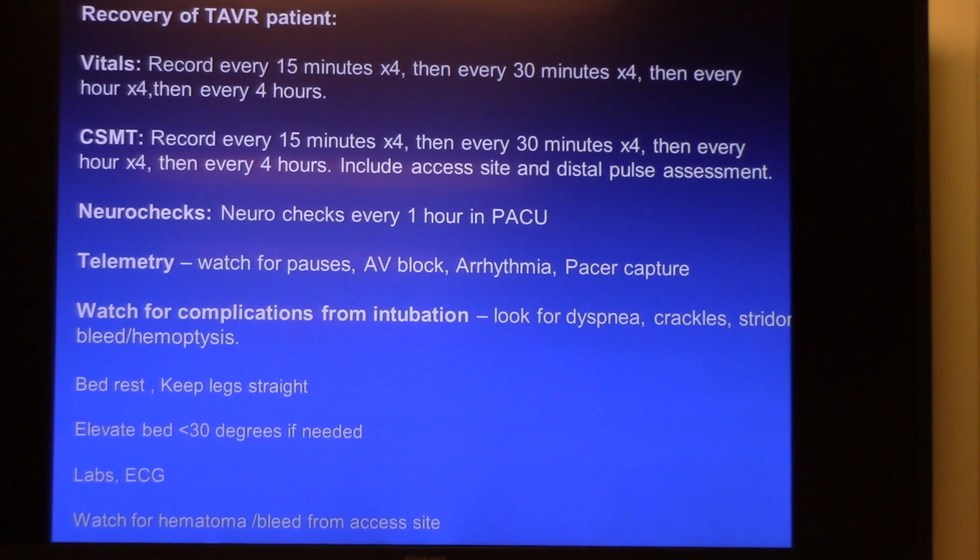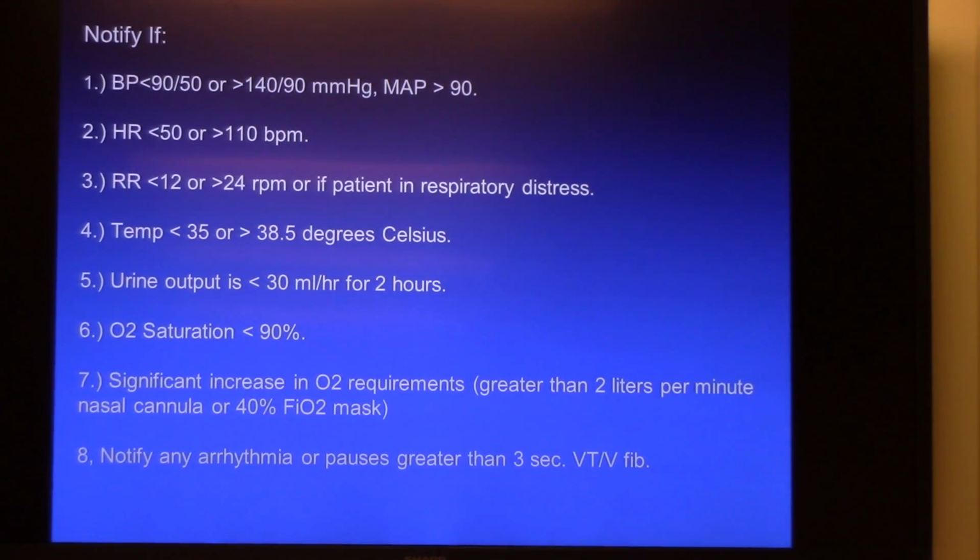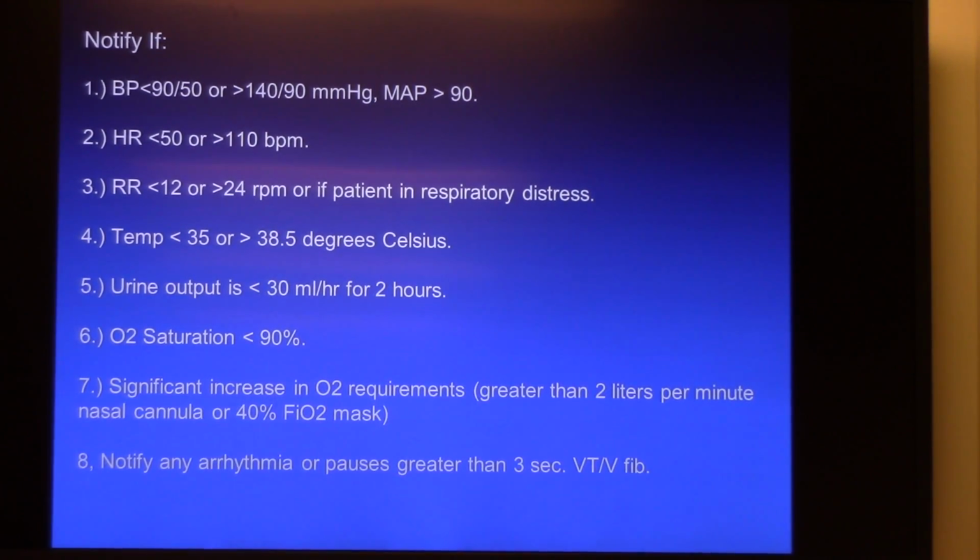Watch for bleeding, and check distal pulses. Hematoma at the access site. Notify the physician if your blood pressure is low. Again, everything is in the order set. Blood pressure is low, or your heart rate is high, respiratory rate is high, temperature is high, urine output is low, SATs, oxygen requirements, and arrhythmias.